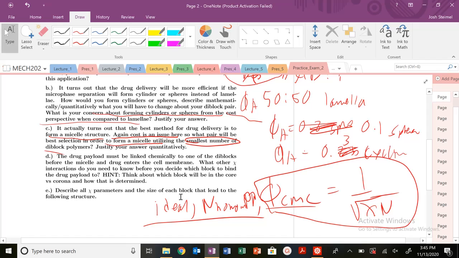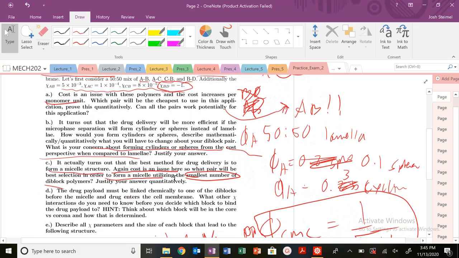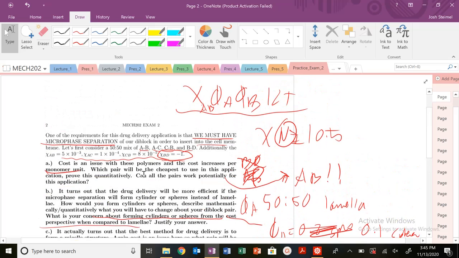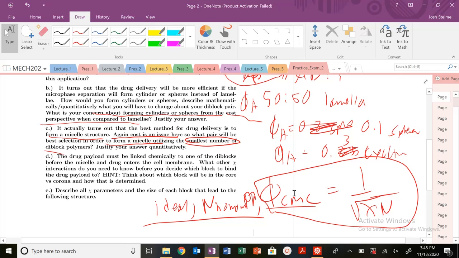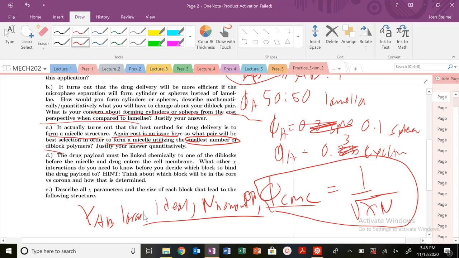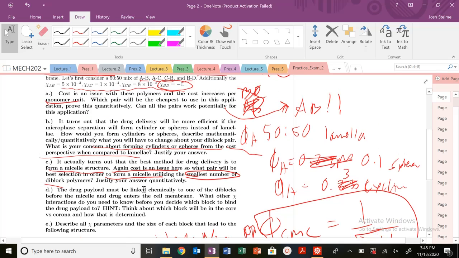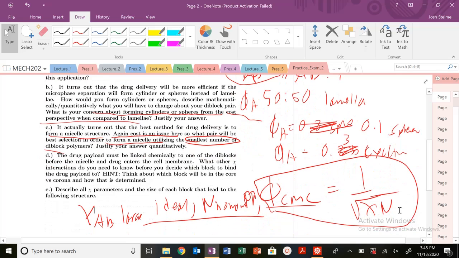Looking up here, for all these polymers, assuming N is the same, and because cost is an issue, which is going to give us the lowest critical micelle concentration? Well, it's going to be AB, because chi AB is the largest. Cost is a huge issue here, so I want to use the lowest N possible, in order to form the micelle with the smallest number of diblock polymers.